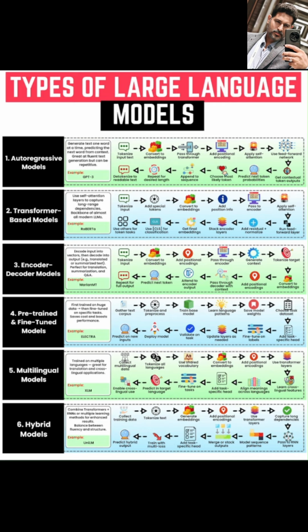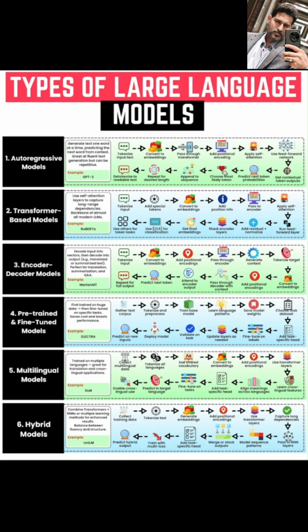Next are transformer-based models. The transformer architecture is actually the backbone of most modern LLMs, including the autoregressive ones. What defines them is their heavy reliance on self-attention mechanisms, which are excellent at capturing long-range dependencies in text, understanding how words far apart in a sentence or document relate to each other. Roberta is shown as an example here, often used in tasks like understanding text rather than just generating it word by word like purely autoregressive models.